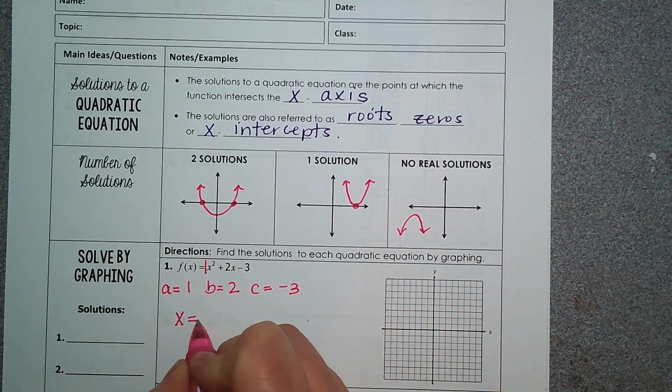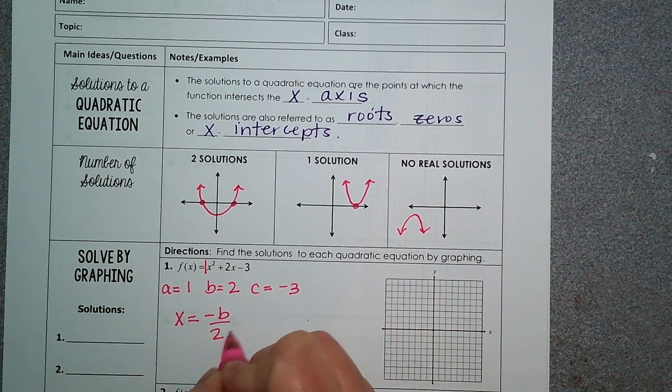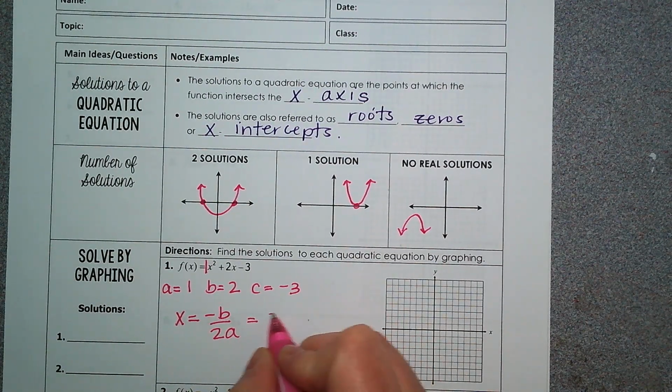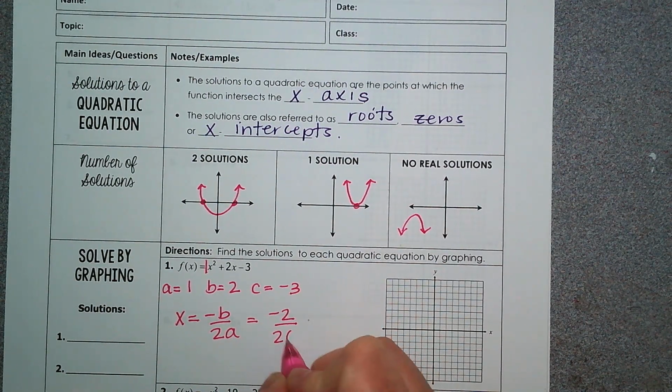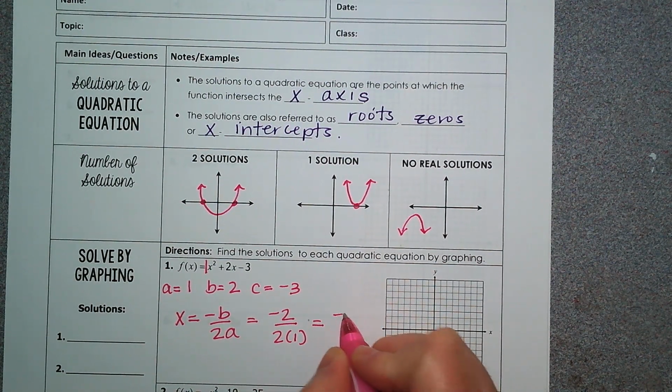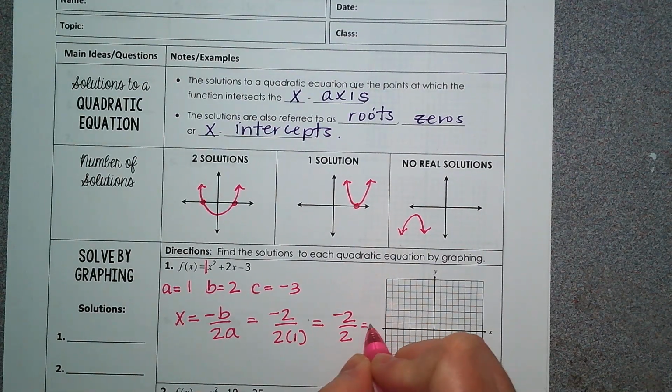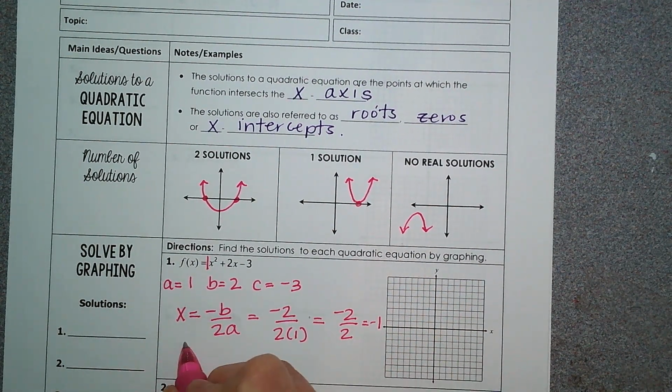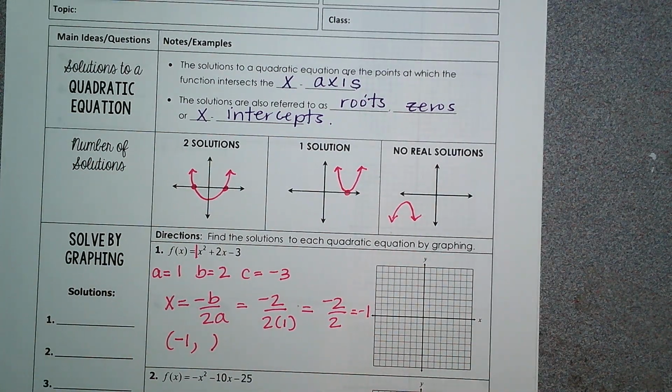We need to find the axis of symmetry by finding negative B over 2A, or the opposite of B over 2 times A. Negative 2 over 2 is -1. That is also the x value of your vertex. How do you find the other point, the y value of your vertex?